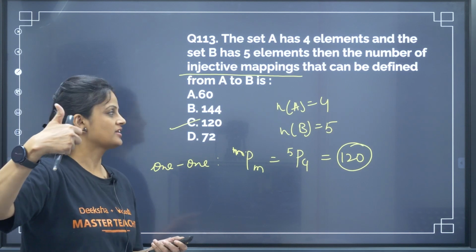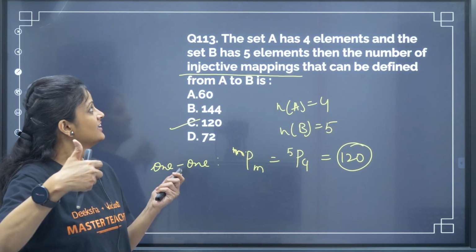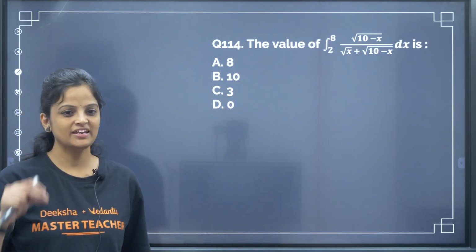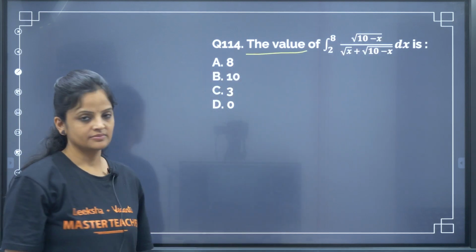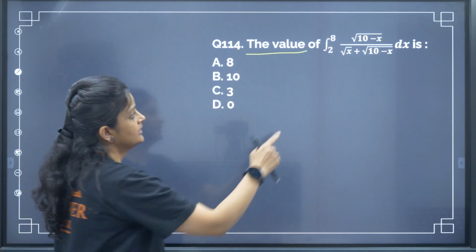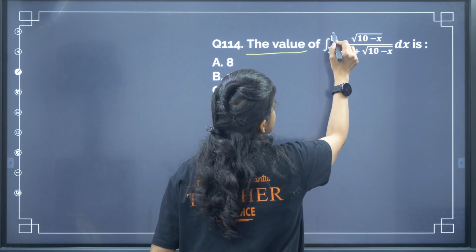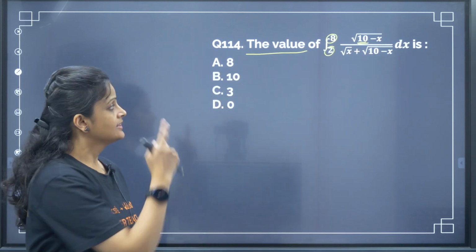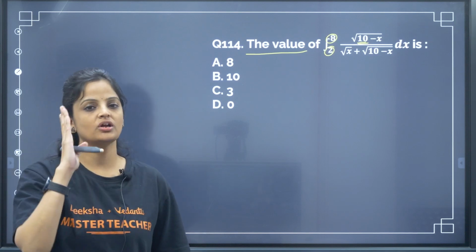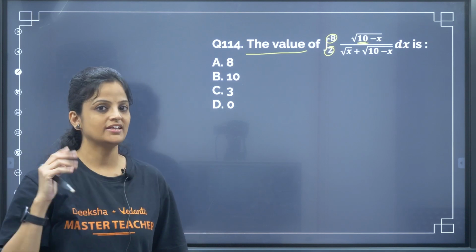Put a thumbs up if you are understanding everything. Let's see the next question. Here we have a trick. The value of this is nothing you have to do. Just check whether the sum of this is here or not. Check it yourself. The same question is there in your KCET 2023.